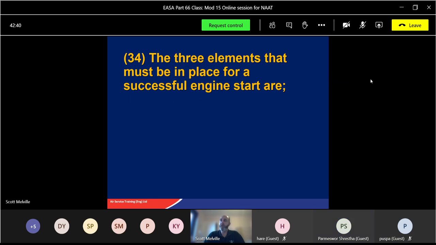34, the 3 elements that must be in place in the correct order for successful engine start are what? In correct order, what's the first one? Rotation, fuel, ignition. Good. Rotation first to get the air in, then we can add the fuel. Once we've added the fuel, then we can add the ignition. We can't do anything until we get rotation. Okay, rotation, fuel flow, and ignition.